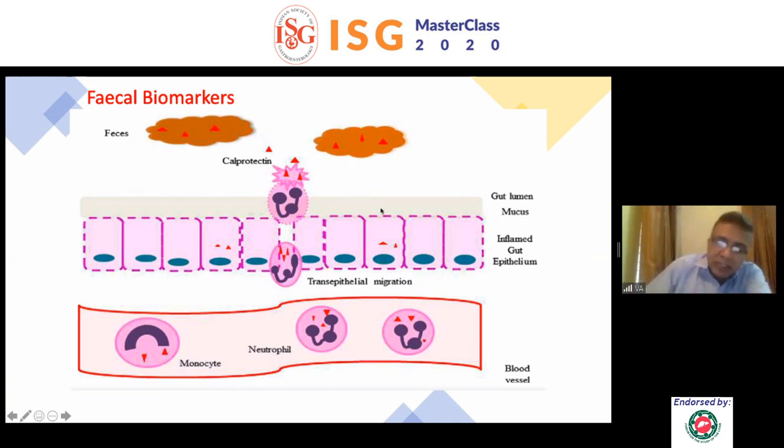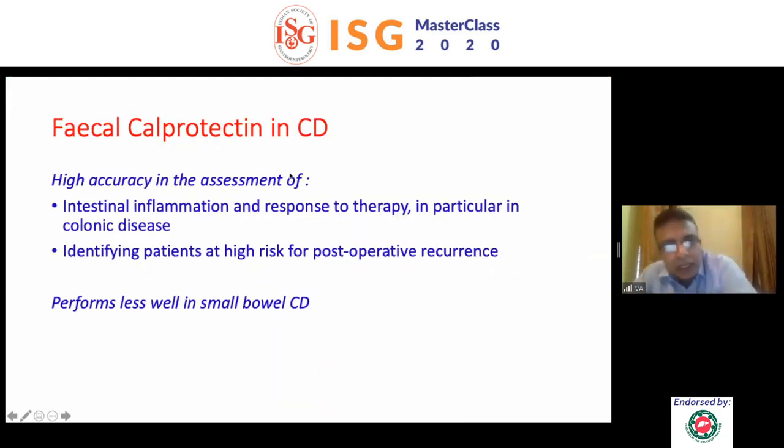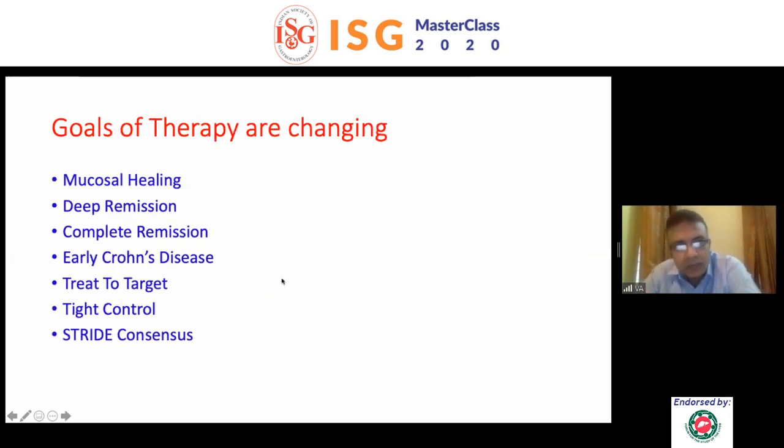Any cause of inflammation will lead to increased fecal calprotectin. So particularly in colonic disease, it is very important. It performs less well in small bowel disease. Remember that. It is more important for colonic disease. In small bowel disease you may have diverse results and may not be very sure. In the colon the accuracy is much higher. It also identifies patients at high risk for post-operative recurrence.